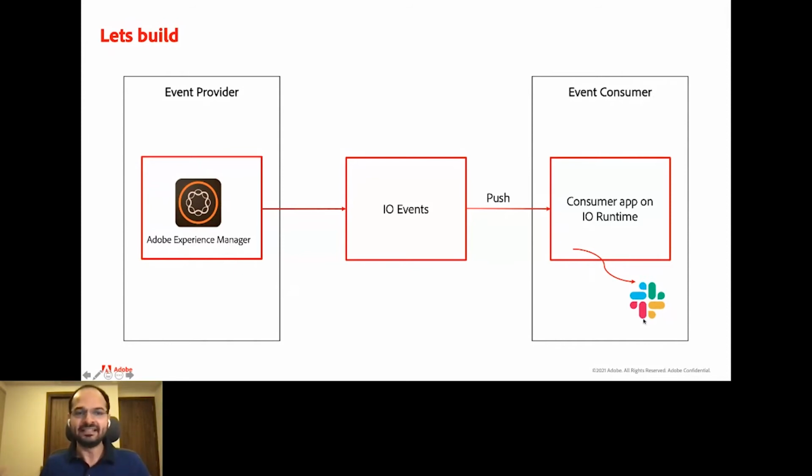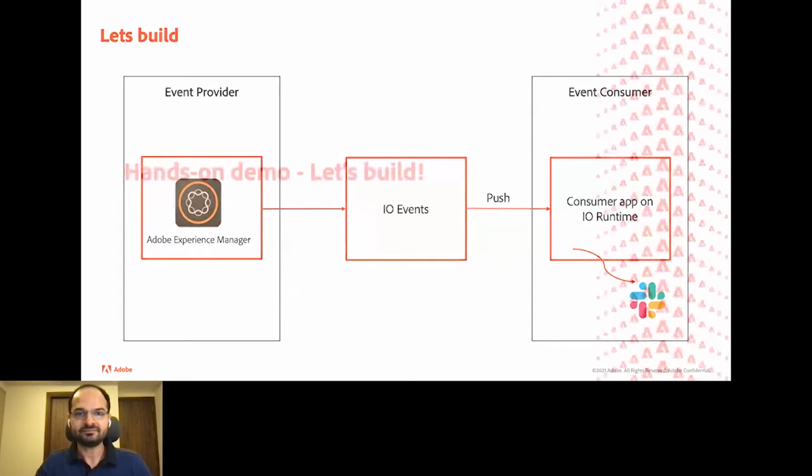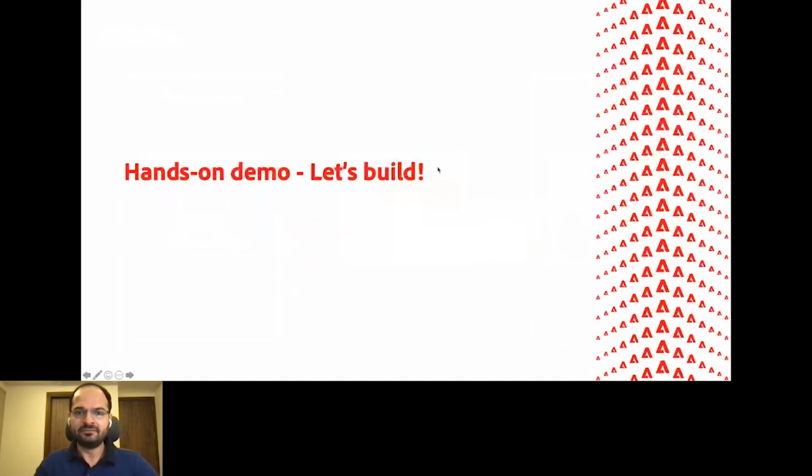You can build anything complex, anything that you can imagine here: reporting, analytics, complex asset processing that you want to do in case of any event notification. For our case, we'll just forward the event to a Slack channel. In this demo, all we are going to do is follow a code lab.